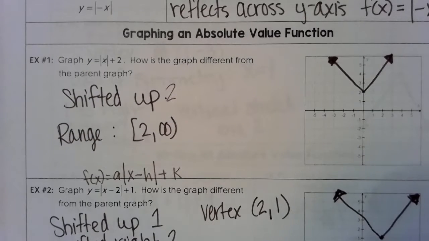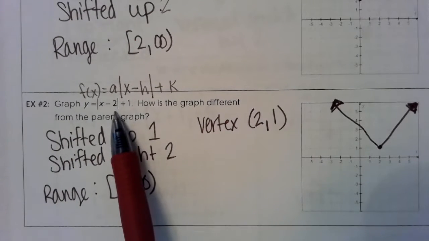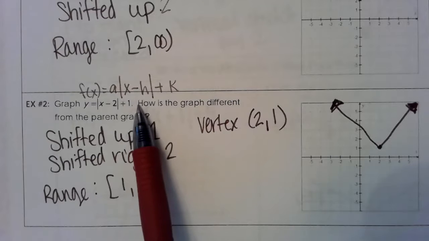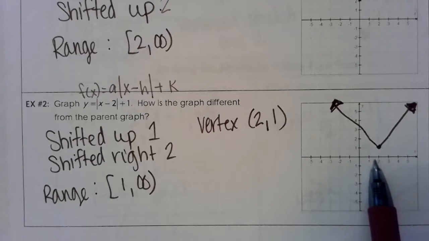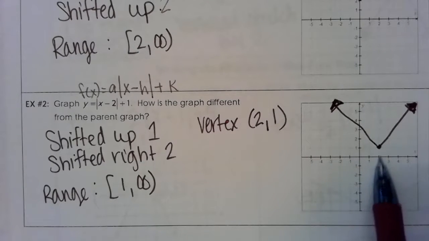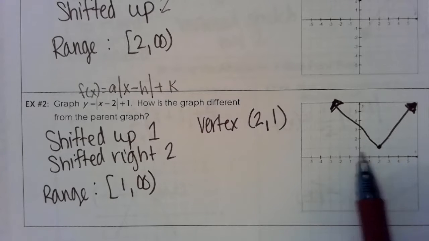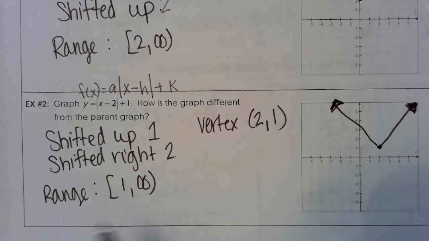The next question is talking about a shift both horizontally and vertically. So it went 2 to the right and 1 up, which changes our range to 1 to infinity, and our vertex becomes (2, 1). But again, there's no change in size, so you can still do the over 1, up 1, over 2, up 2, over 3, up 3.